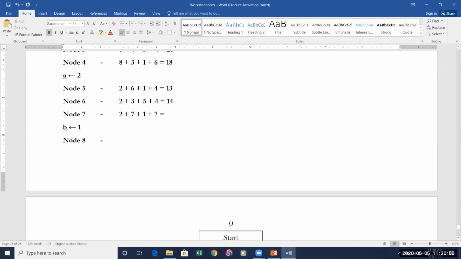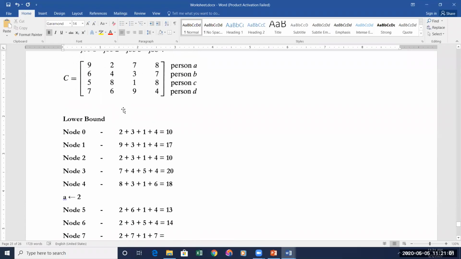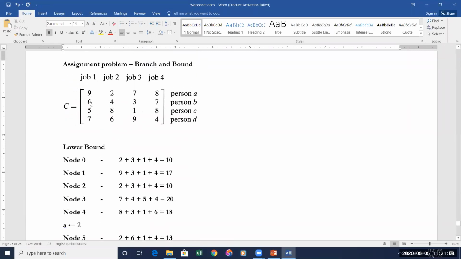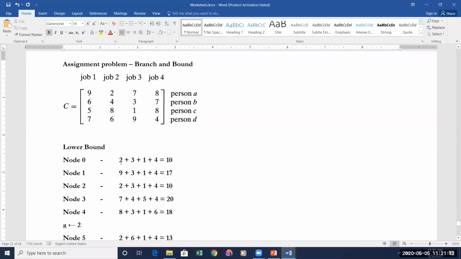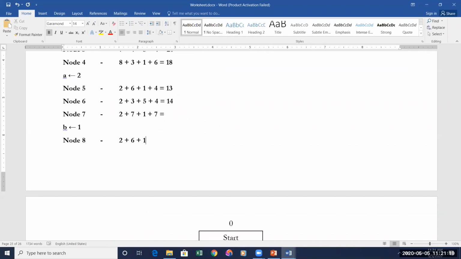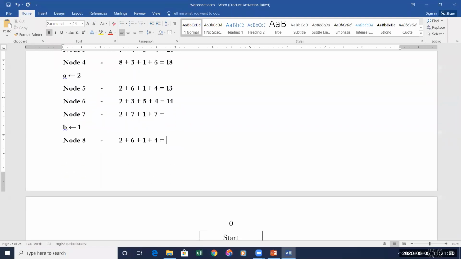C is allotted with 3. So A is equal to 2, B is equal to 1. Job 2 costs 2, job number 1 costs 6. 2 plus 6 is common now. Person C is allotted with job number 3. For person D there is only one option, 4. What is the cost? 13.